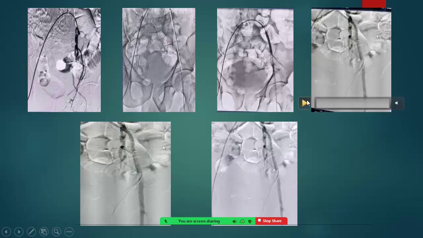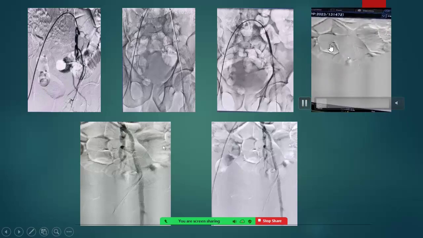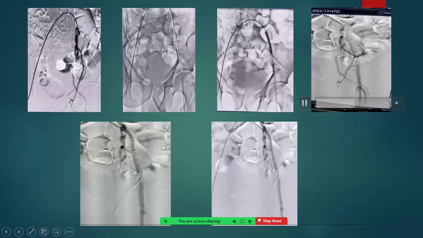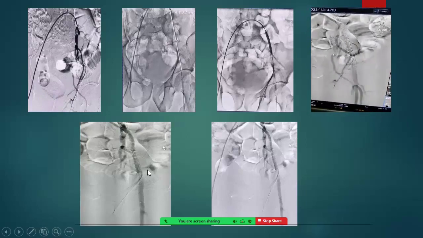So this is the flow after the stenting. We left the patient at this stage only, and then we call the patient after 2 weeks to treat the distal runoff disease.